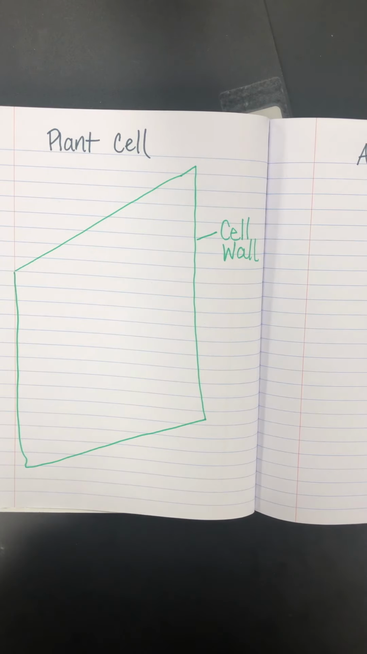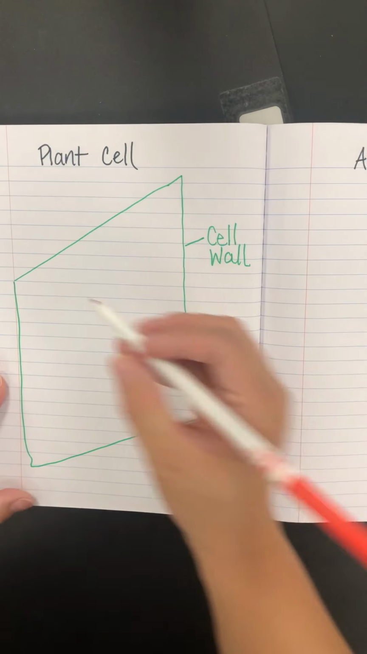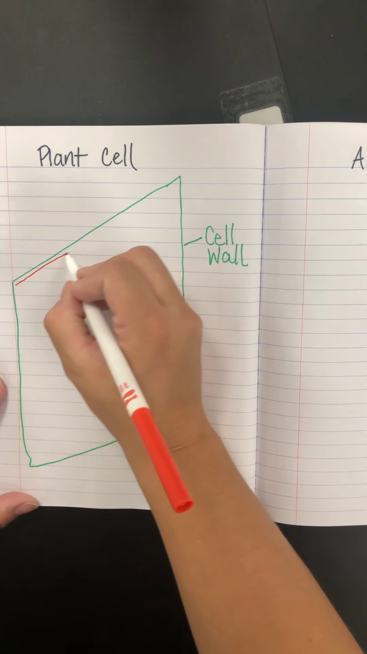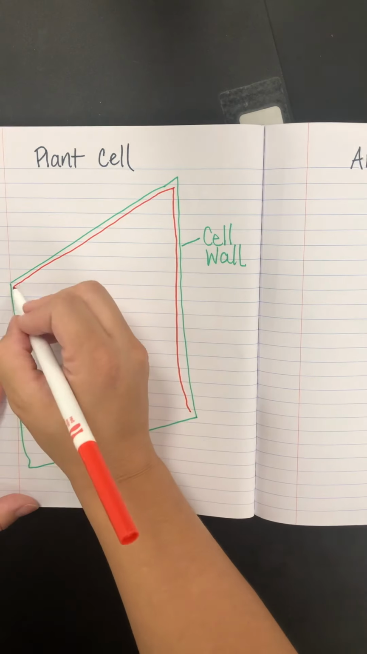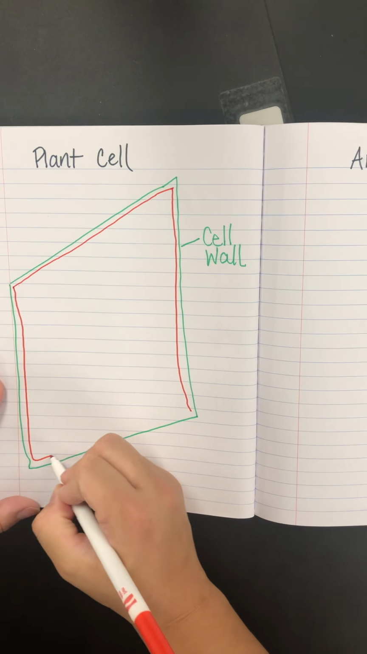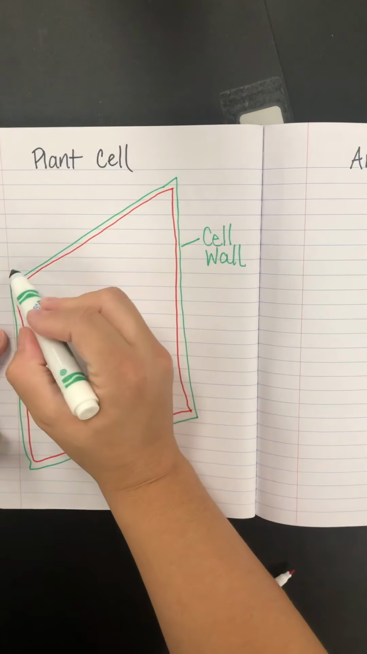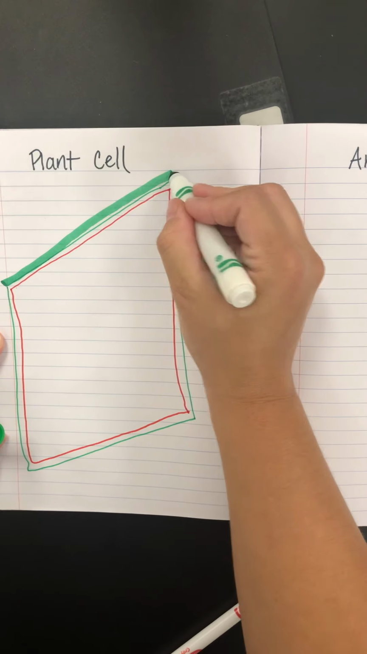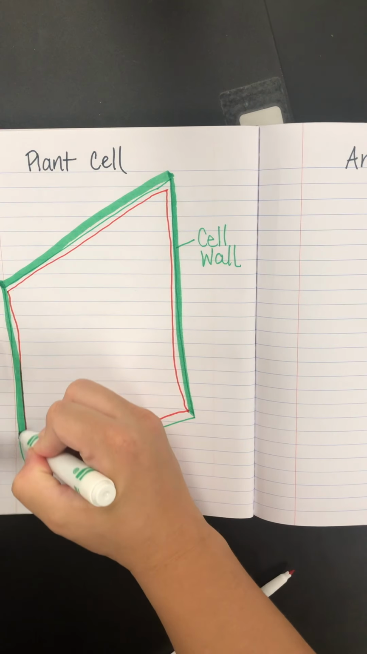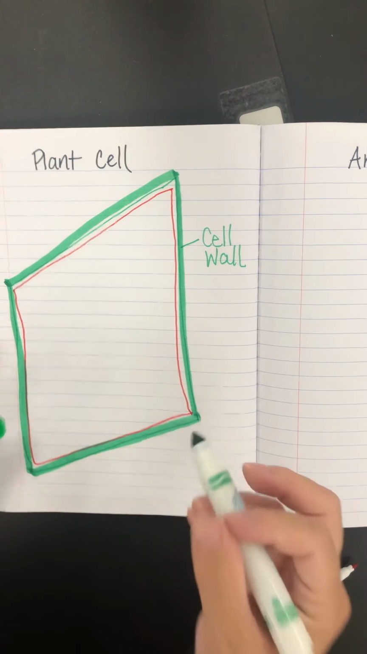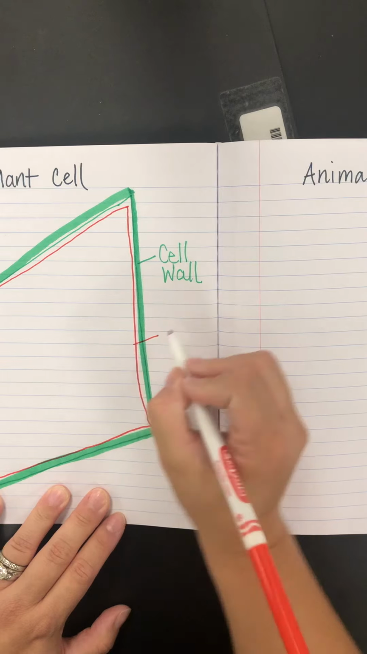Well, the cell membrane is actually found in both plant cells and animal cells. So the cell membrane in a plant cell is actually just found right on the inside of the cell wall. I probably should have made my cell wall a little thicker, so I'm going to go back over just to emphasize that thick line versus my cell membrane being a lot thinner. Okay, so let's label the red cell membrane.